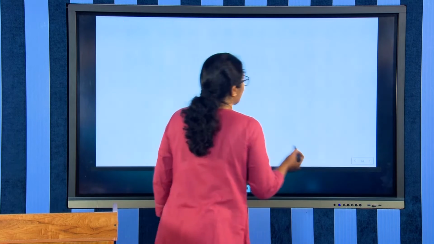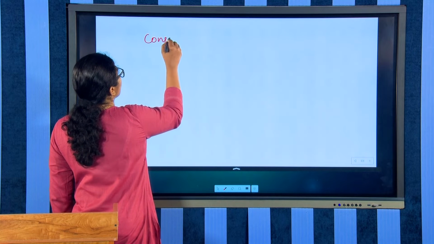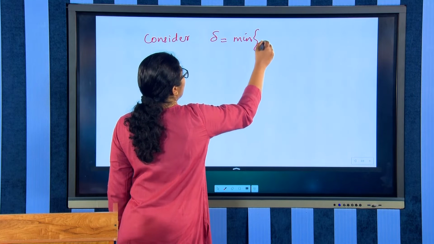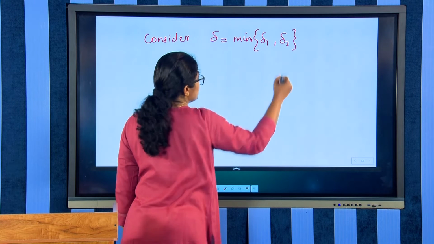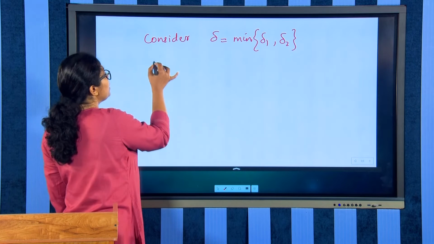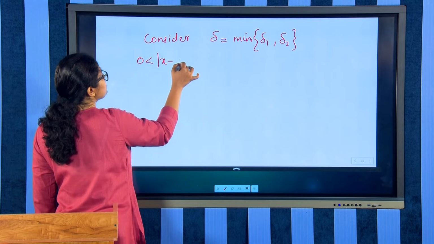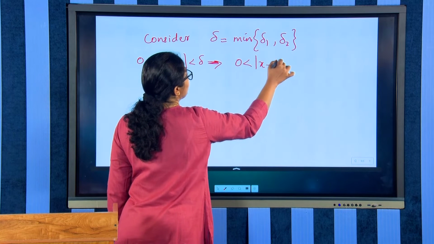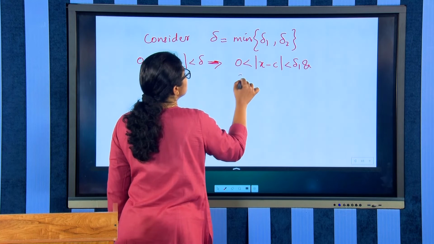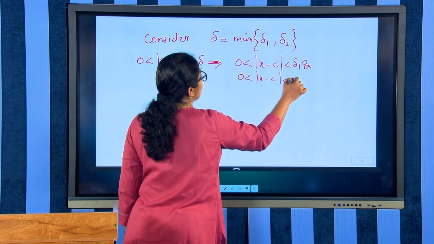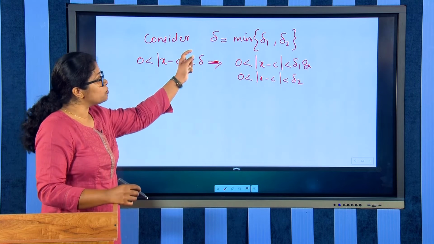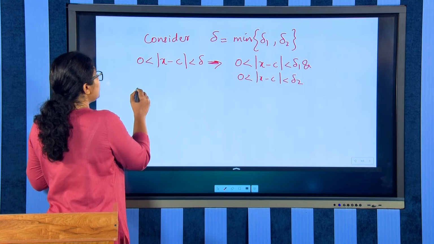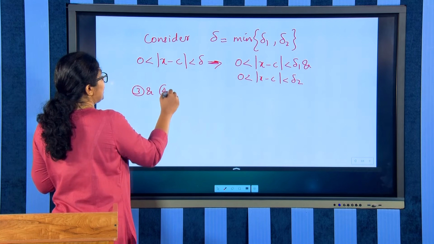So using these two we can consider delta equal to the minimum of delta 1 and delta 2. So why choosing delta to be minimum? Because whenever 0 less than modulus of x minus c less than delta, this will imply 0 less than modulus of x minus c less than delta 1 and 0 less than modulus of x minus c less than delta 2. That is why we are choosing delta to be the minimum of delta 1 and delta 2. So whenever this holds, automatically 3 and 4 hold simultaneously.